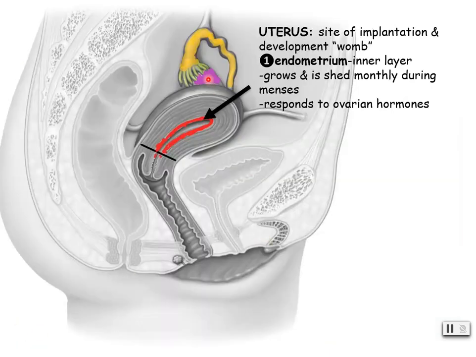All right, so we have the ovary, the fimbriae, the uterine tubes. And this whole thing is the uterus, but there's 3 layers to it, so color them separately. The innermost layer is called the endometrium. This is the layer that's going to grow and is shed monthly, so during menses or menstruation. And it is going to grow and be shed in response to ovarian hormones. And we'll talk about that in the next talk.